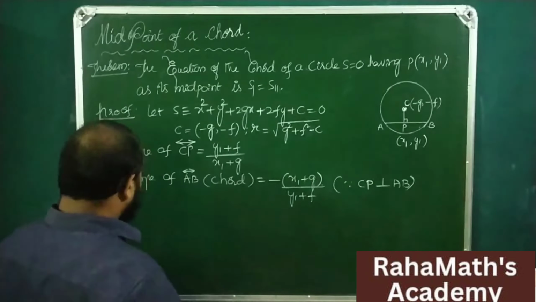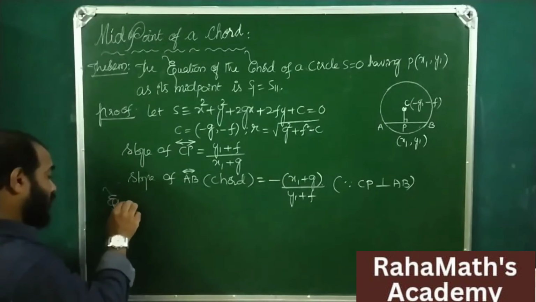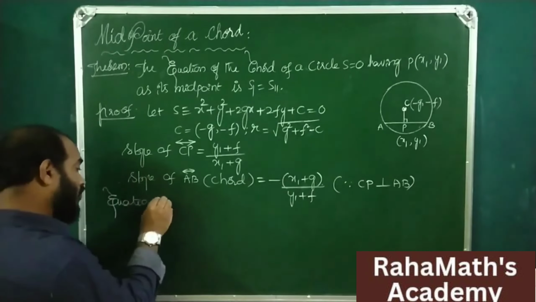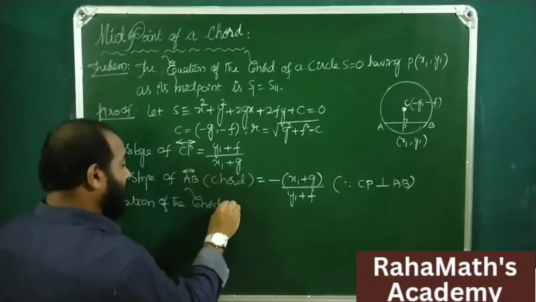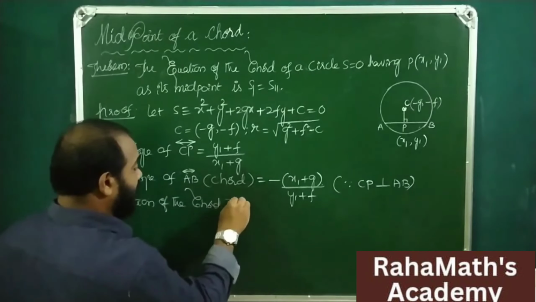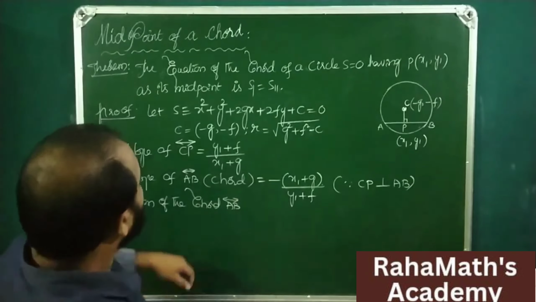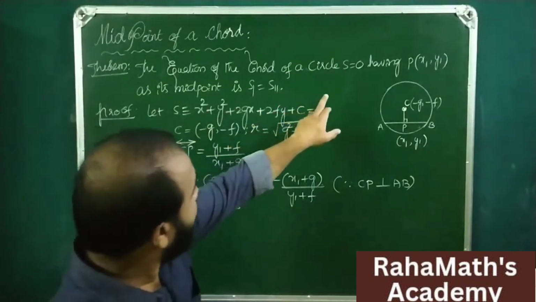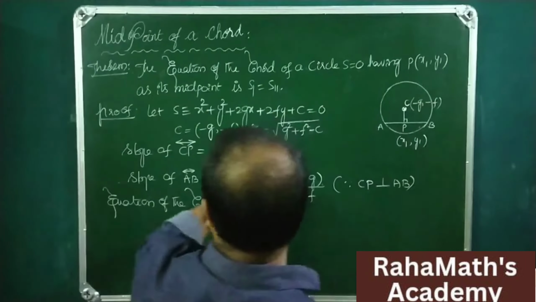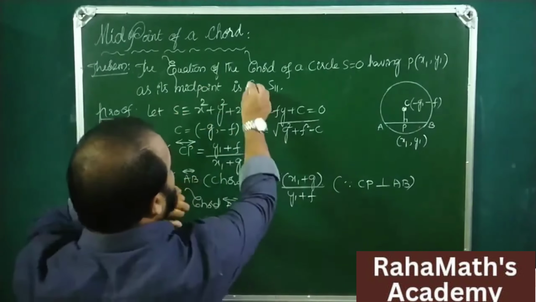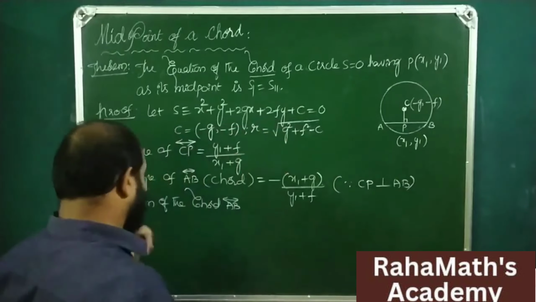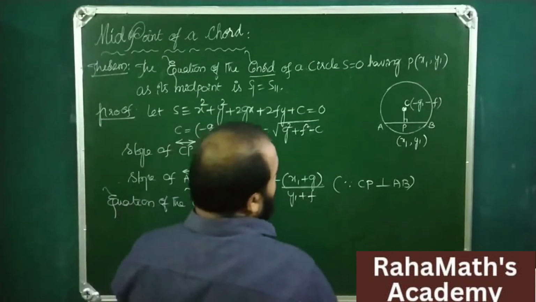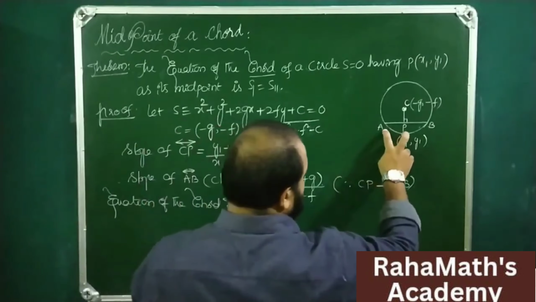Now, therefore, the equation of the chord AB, because that is what we are required to find, having P(x1, y1) as its midpoint. So this equation of the chord we want. So we have the slope of AB.